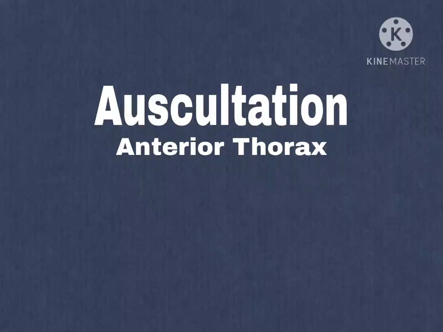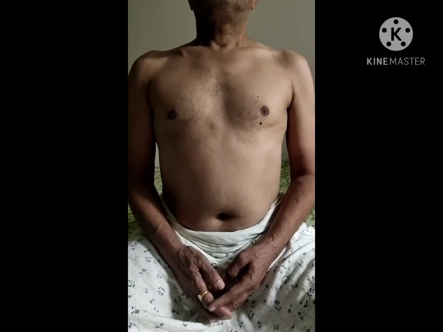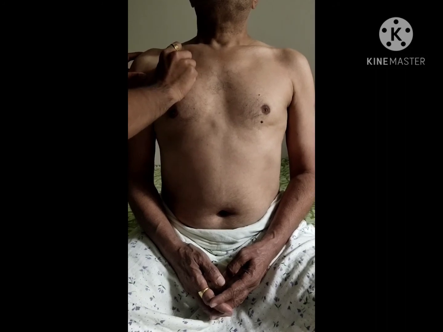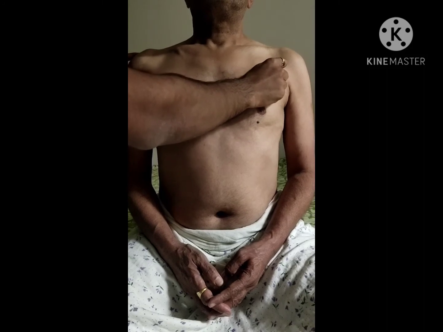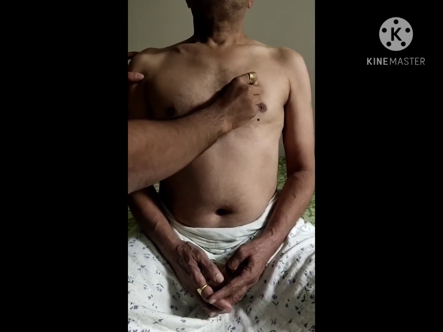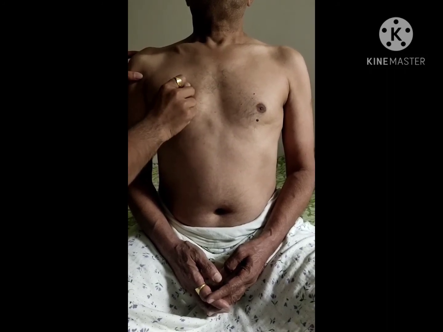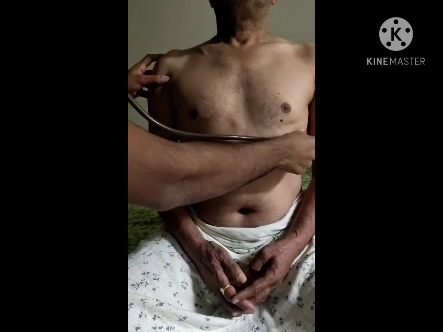Now we are going to perform auscultation of the anterior thorax, with the patient sitting in the normal position. The patient should breathe normally, breathe in and breathe out. With the help of a stethoscope, we will check the sound of normal breathing in and out, the same as we did in the posterior thorax.